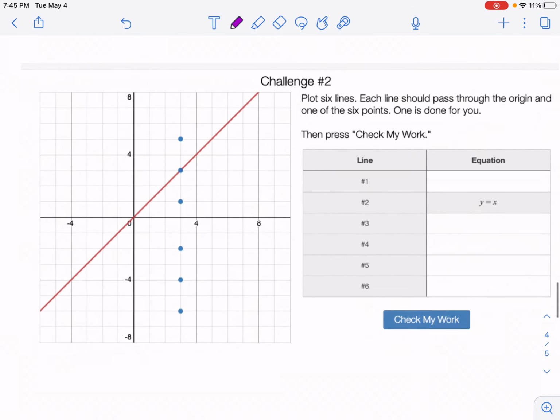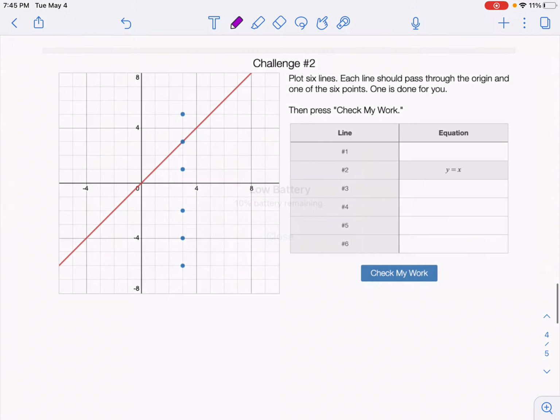All right, here I am. If you happen to be stuck on this one, Miss G, what's going on here? All right, so basically, what it says is plot 6 lines. Each line should pass through the origin. Okay, so remember the origin is here, and one of them is done for you. So they've clearly done this red one here.